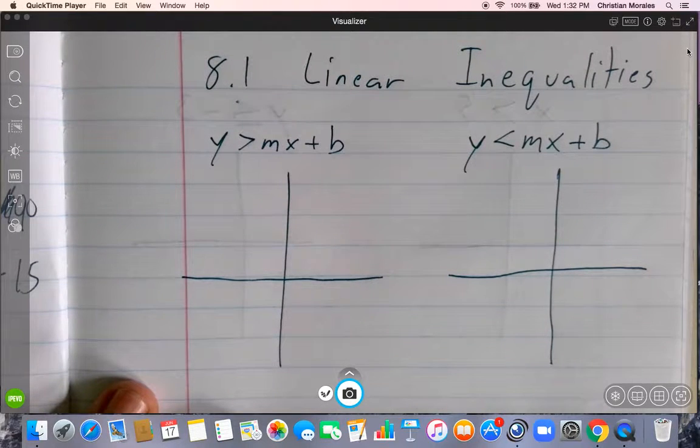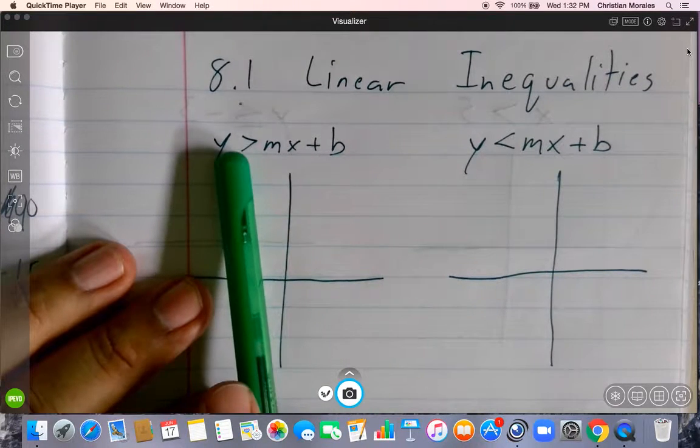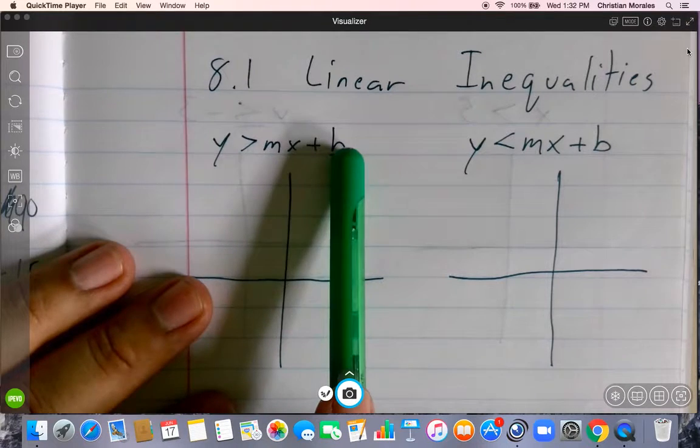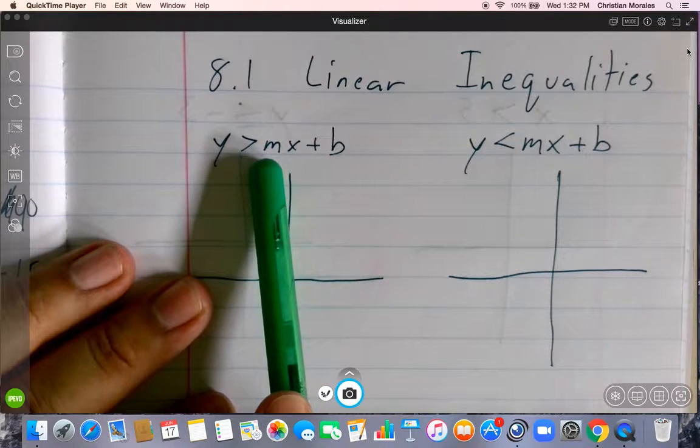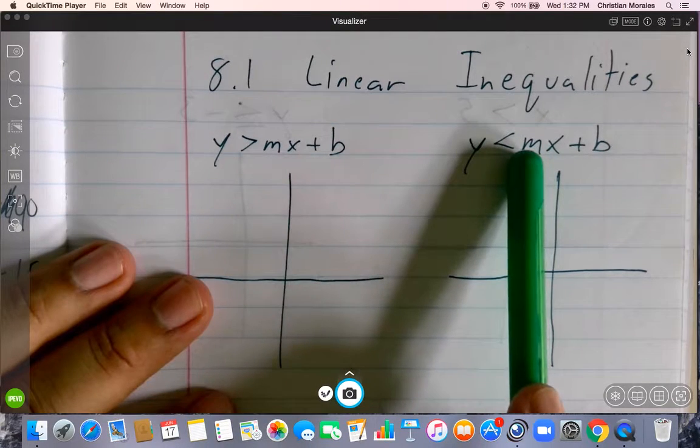Okay, day 8, last day of lessons, guys. We're going to start with linear inequalities. Now, you're going to use the same format of slope-intercept, y equals mx plus b, but now instead of equals, you're going to see these two symbols, a greater than or a less than, okay?